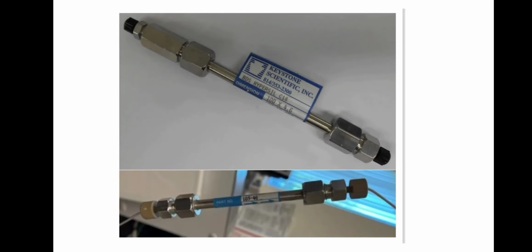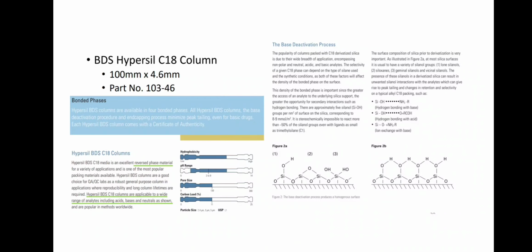Here we have an image of the BDS Hypersil C18 column, which is 100 millimeters by 4.6 millimeters in size. This is a reversed phase column, meaning that it is designed to separate compounds based on their hydrophobicity. The term BDS stands for base deactivated silica, which refers to the treatment of the silica surface to minimize unwanted interactions with the analytes. Let's explore the base deactivation process of the BDS Hypersil C18 column in more detail.